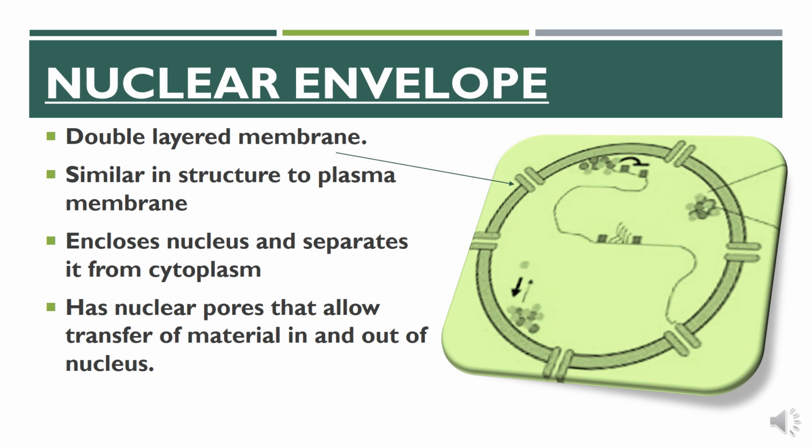So this has nuclear pores. Actually, the plasma membrane is semi-permeable as we have discussed, but the nuclear membrane is impermeable. So there are thousands of pores in the surface of the nuclear membrane which allow transfer of material, mainly proteins, in and out of the nucleus.